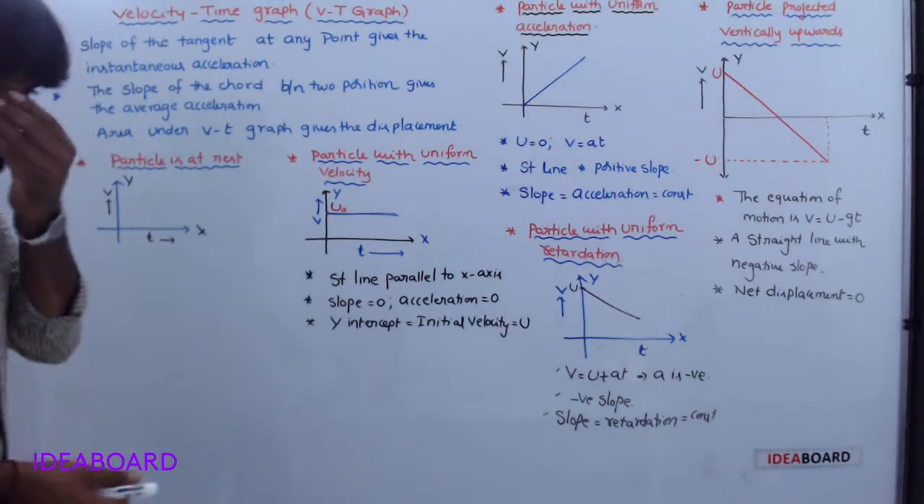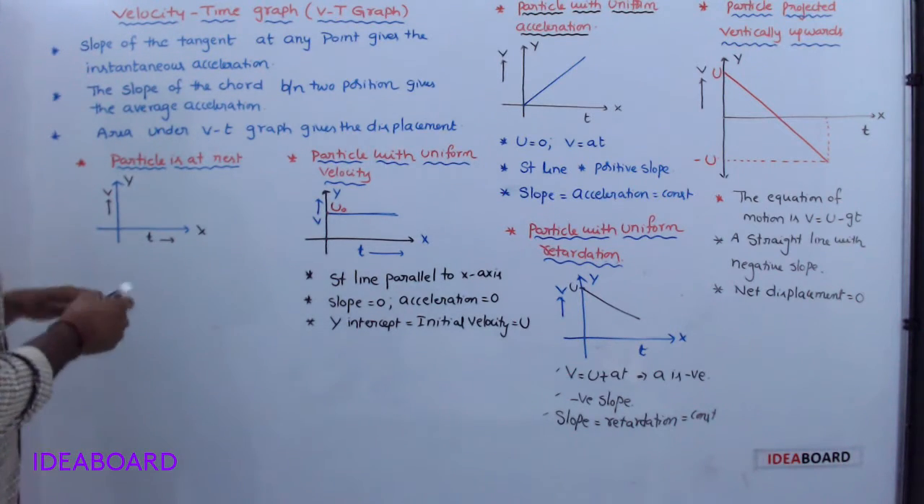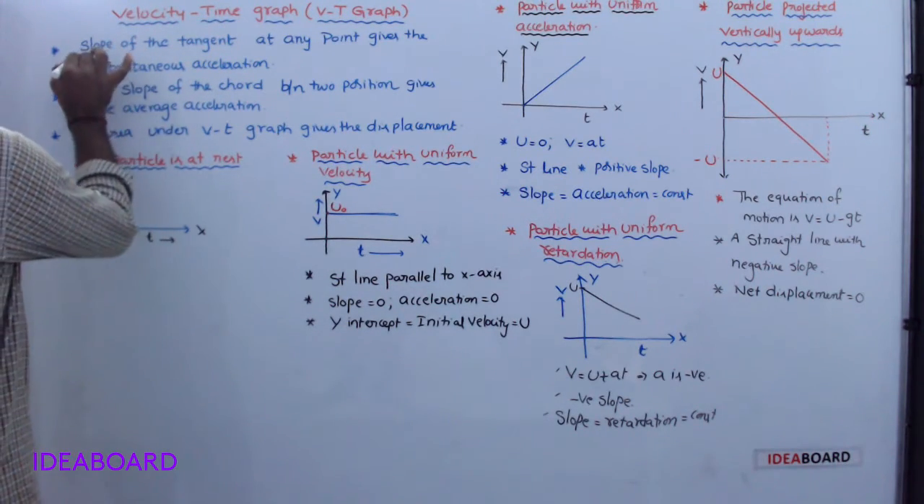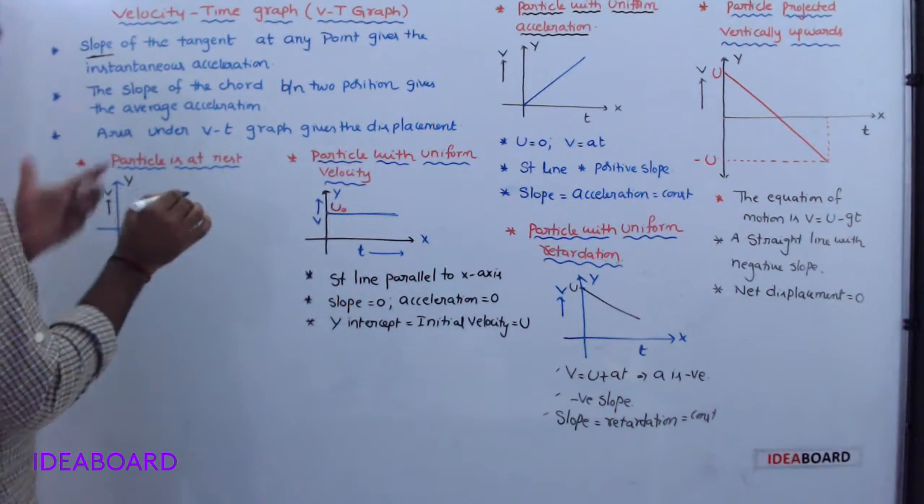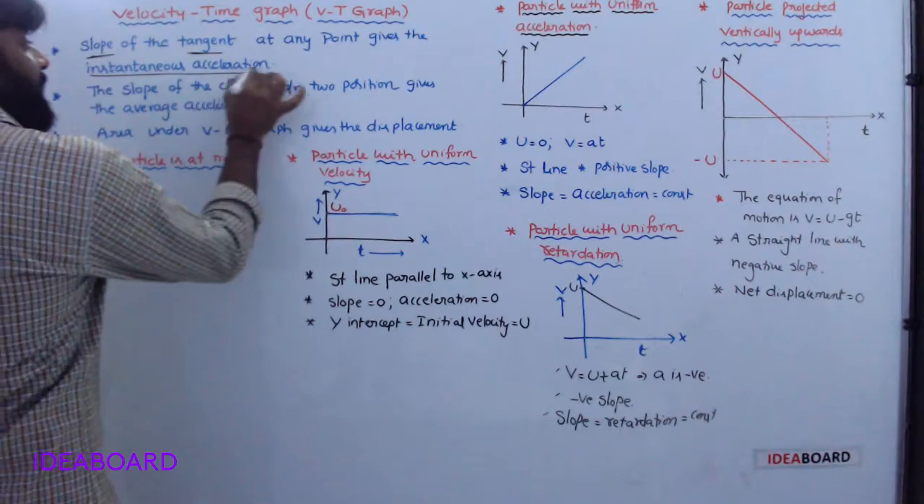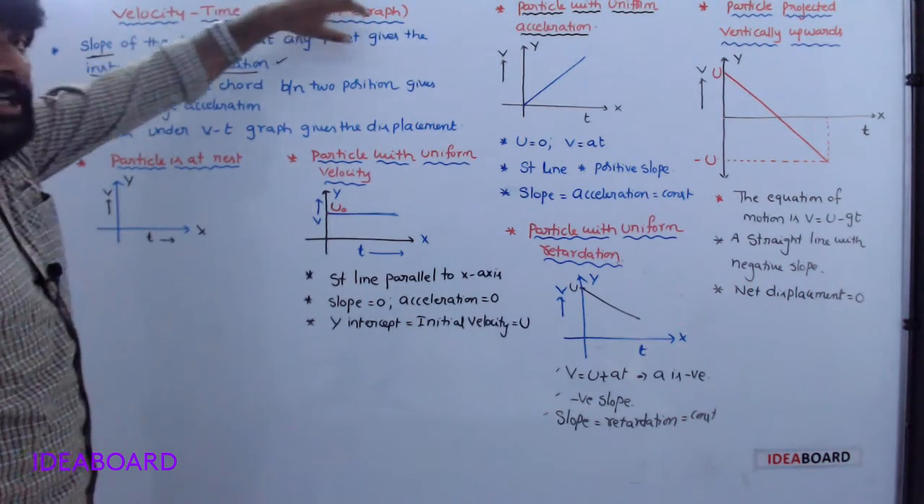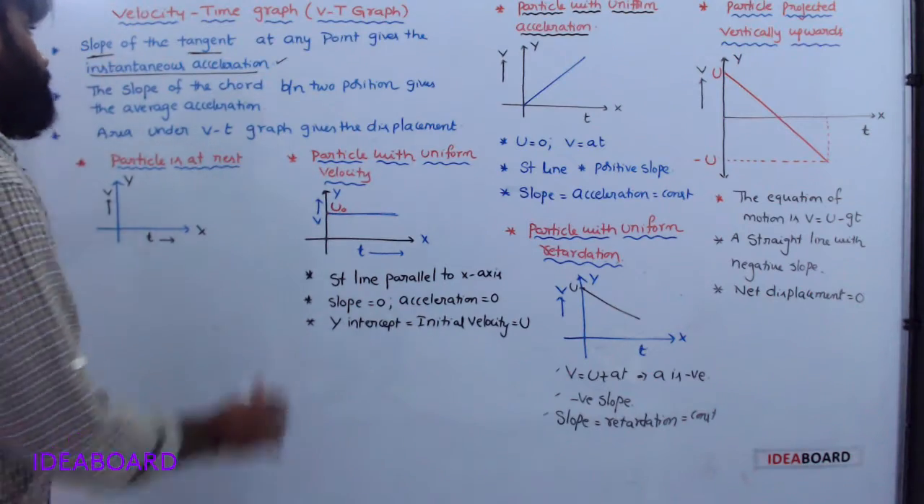See, next one, velocity time graph, the VT graph. Here, the slope of the tangent gives the instantaneous acceleration. The slope of the tangent at any point gives the instantaneous acceleration.